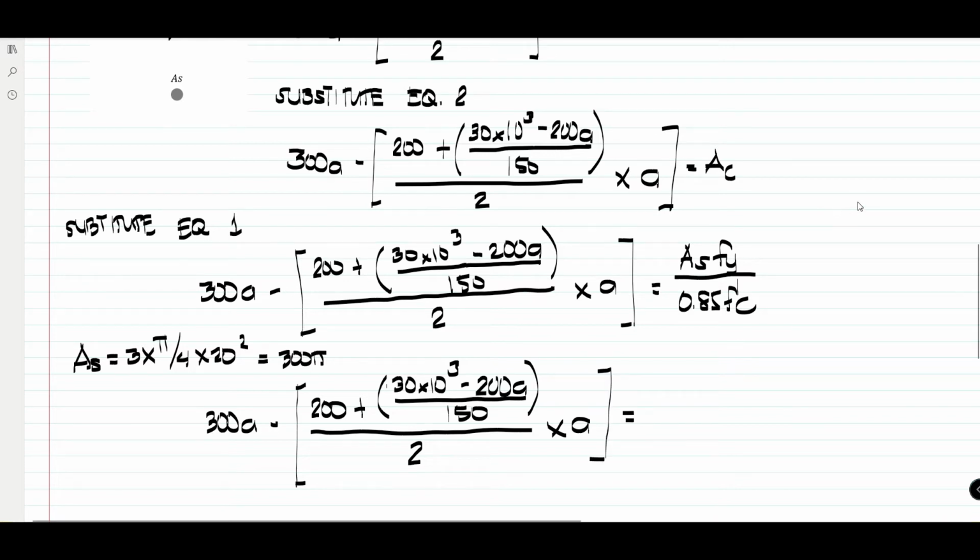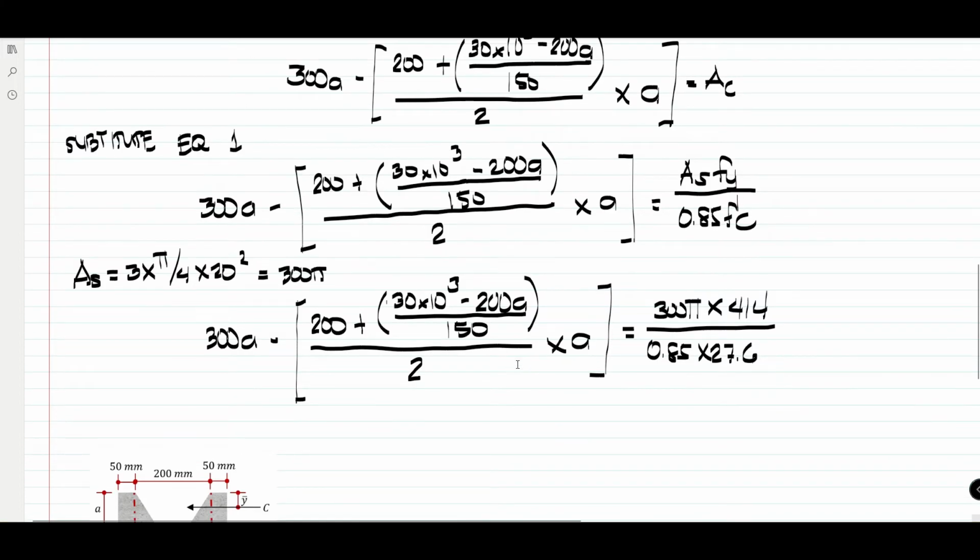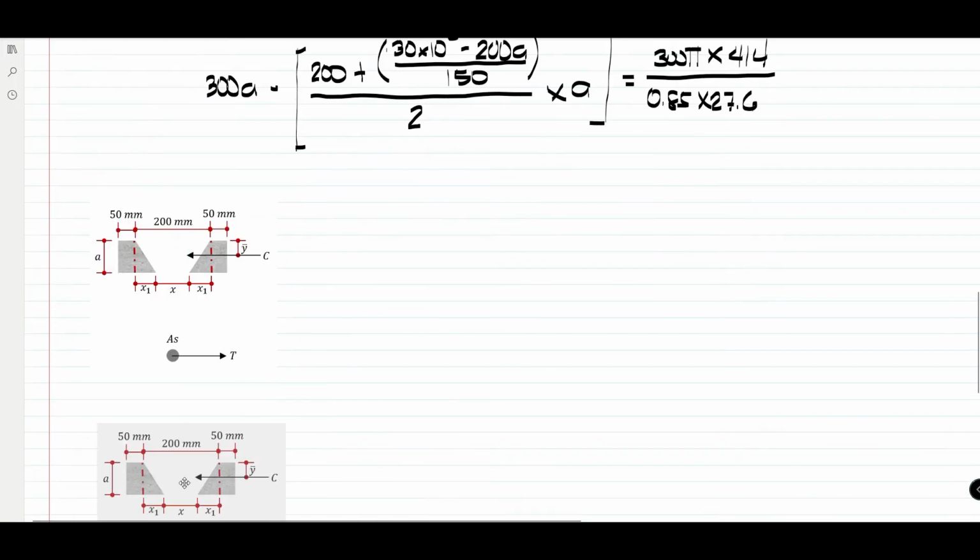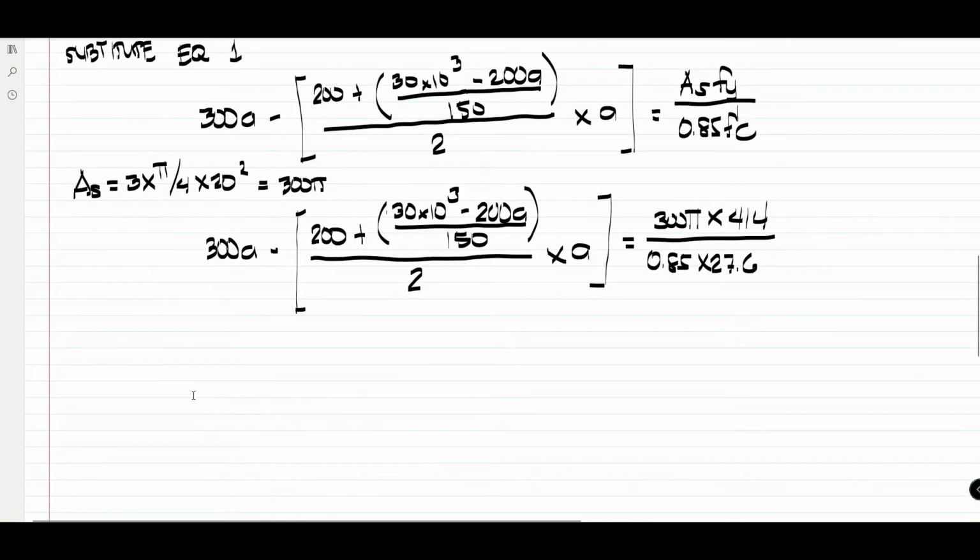Then that is equal to 300 pi times our Fy, which is 414, divided by 0.85 times 27.6. So, doing the shift solve on this equation, we can get the value of A. A is equal now to a value 99.8512. So, this is in mm.